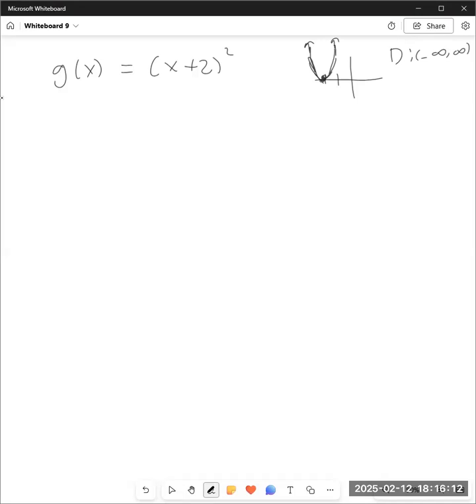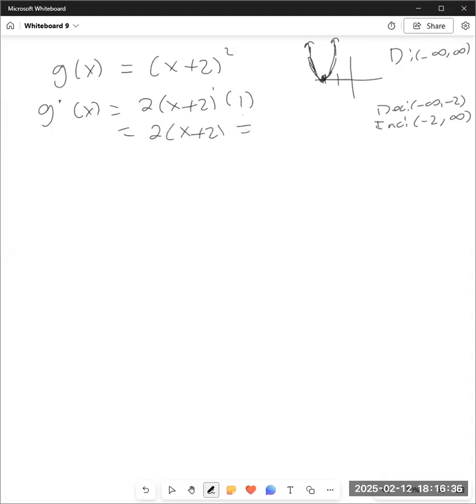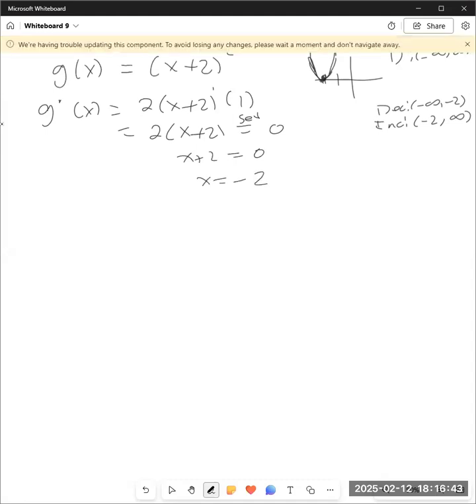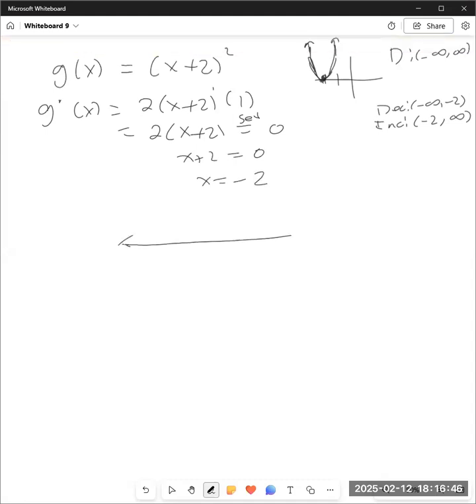Knowing the shape here, we should know that it's decreasing from negative infinity to -2, and it should be increasing from -2 to infinity. Let's use calculus to prove that to us. g prime of x is equal to 2 times (x plus 2) to the first times 1, which is 2 times (x plus 2). We're going to set that equal to 0. So x plus 2 is equal to 0. x is equal to -2. Let's put that on the number line.